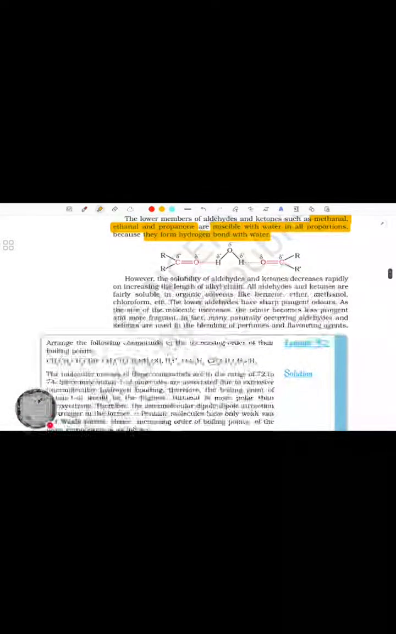However, the solubility of aldehydes and ketones decreases rapidly on increasing the length of the alkyl chain. That is, what they are saying is, the solubility of aldehydes and ketones decreases on increasing the length of alkyl chain, because it is due to the fact that the hydrophobic part will be longer.